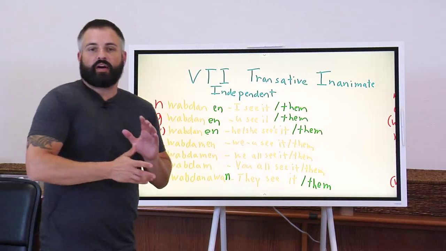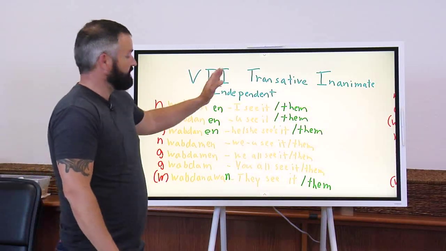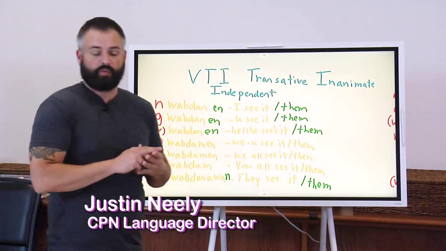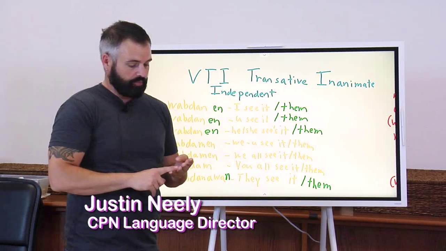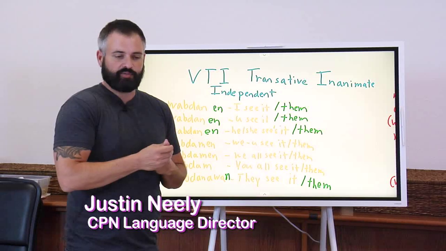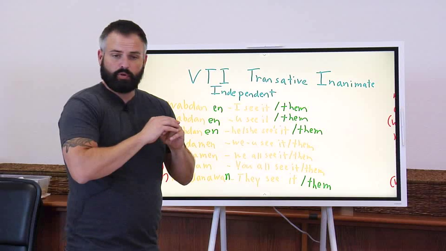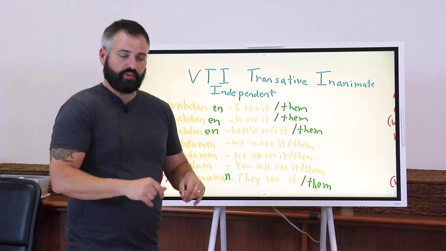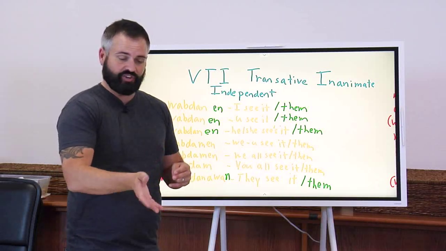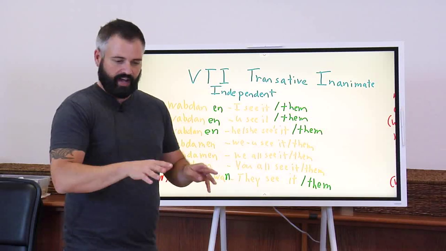So now we're going to talk about VTIs, or transitive inanimate verbs. Just kind of a reminder, there's four main types of verbs in Potawatomi. We have VAIs, which are basic, like I do it, I sit, I read, I eat. But you're not actually talking about what you do it with. You're not saying I read the book or I sit in a chair. You're just saying I do that item.